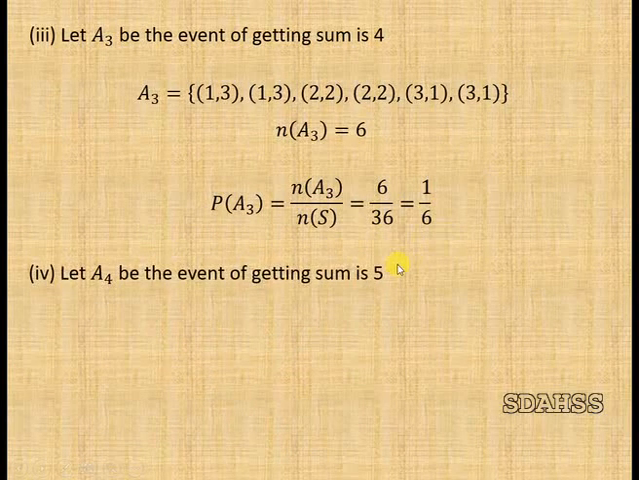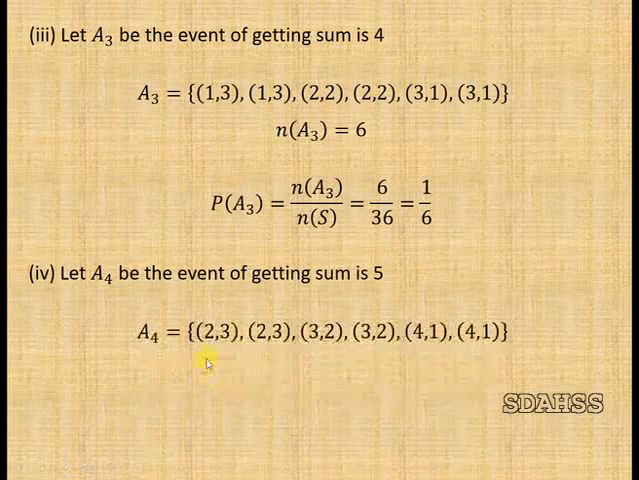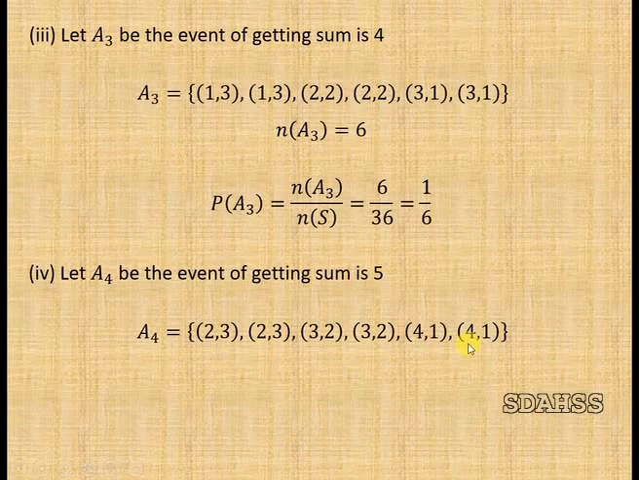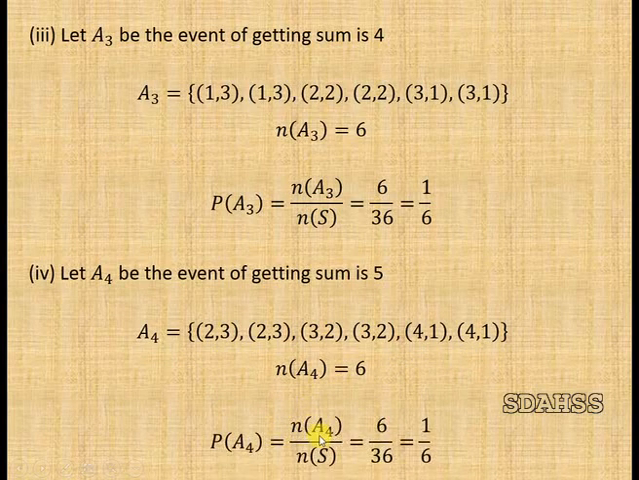Subdivision 4. A4 be the event of getting sum is 5. A4 is equal to {2,3}, {3,2}, {4,1}, so N of A4 is equal to 6. P of A4 is equal to N of A4 by N of S, which is equal to 6 by 36. That is equal to 1 by 6.